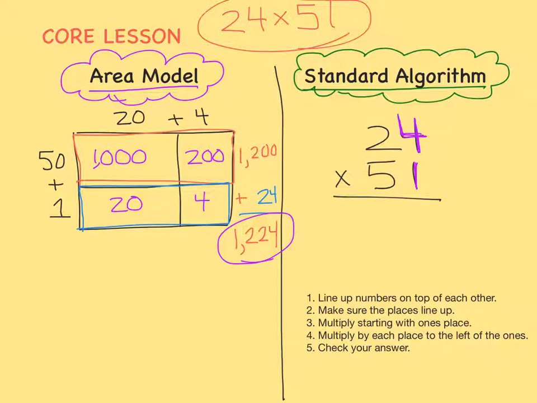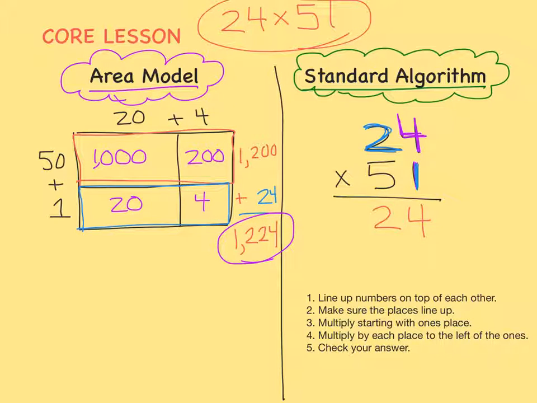Start by multiplying the ones places together. 1 times 4 equals 4. Write a 4 in the ones column. Now I'm going to multiply the ones place times the tens place. 1 times 2 equals 2. So I write a 2 in the tens place. When I multiplied 1 times 24, we got 24, just like we did in the area model.